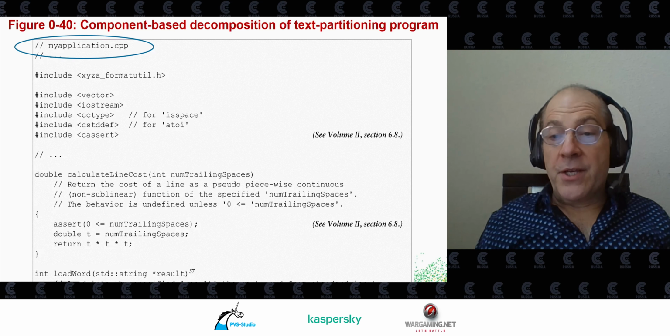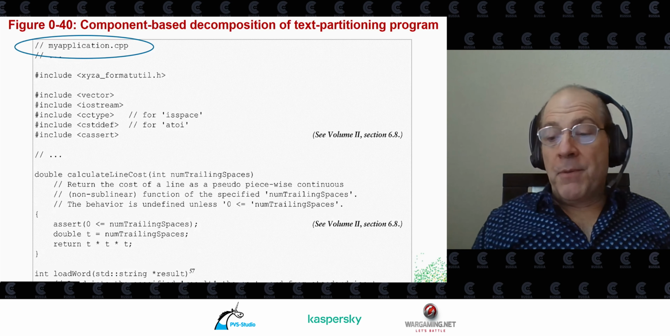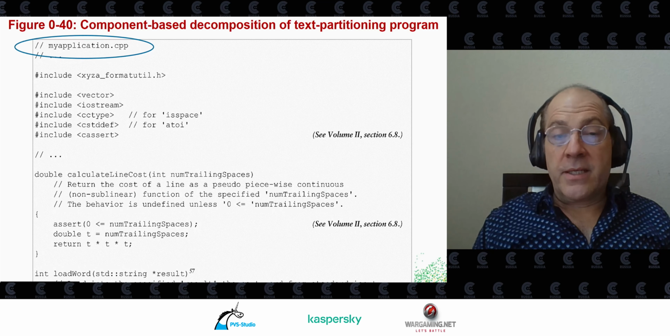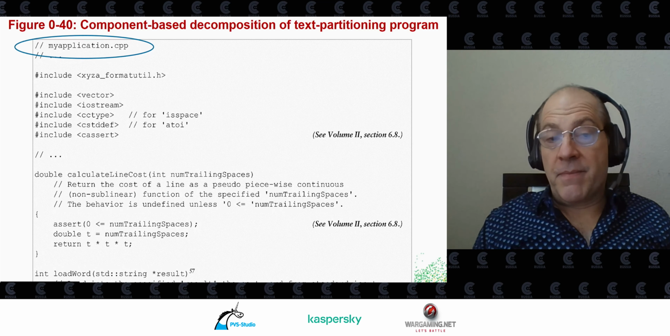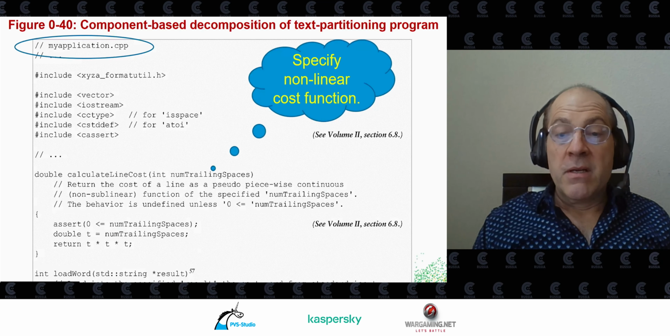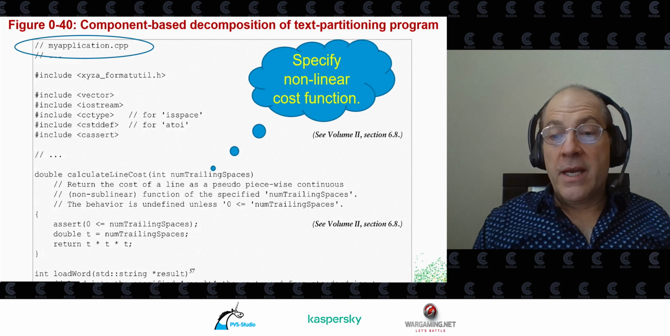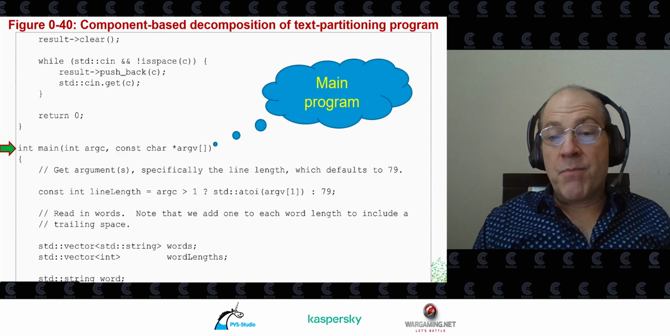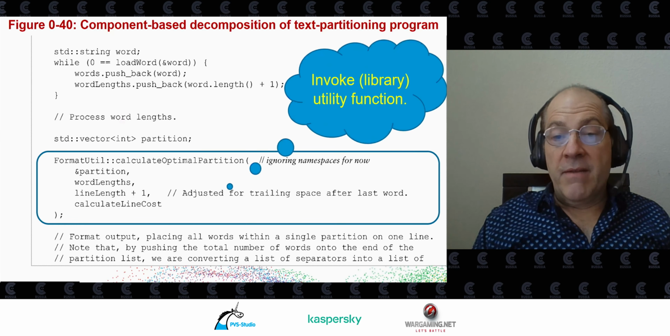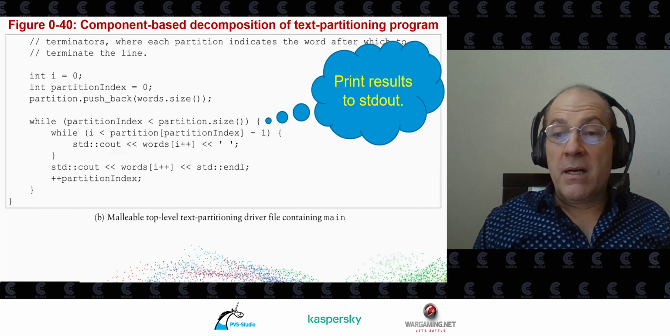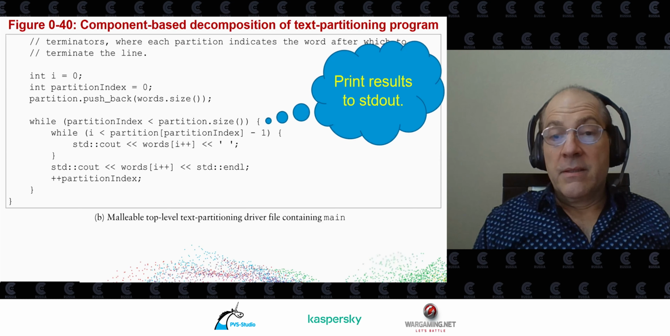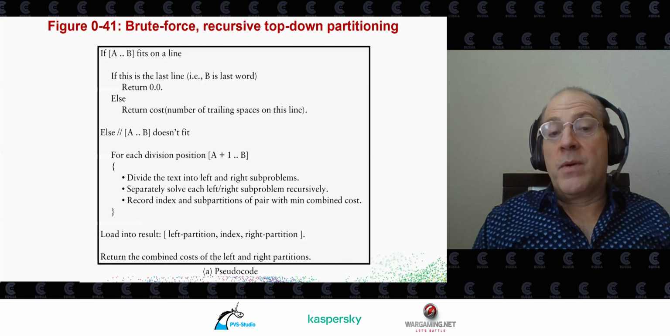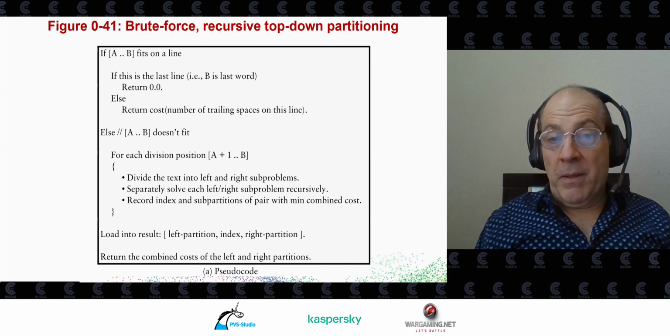So here's my application. I don't really care. Applications are not important. They're a dime a dozen. I could have 10 applications using the same thing. This particular application specifies a cost function. It has some helper function to do some analysis. It has a main program that does some stuff. It invokes the library function here after it collects the information. It prints the results. That's all a main is, and we don't really care. We're done. Now we need to implement it.